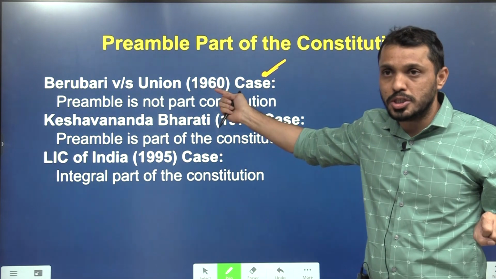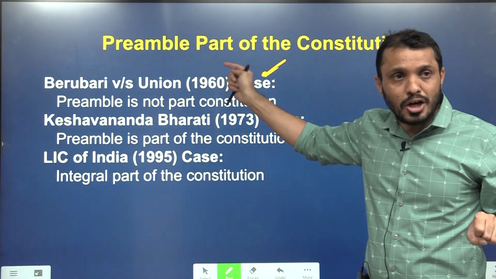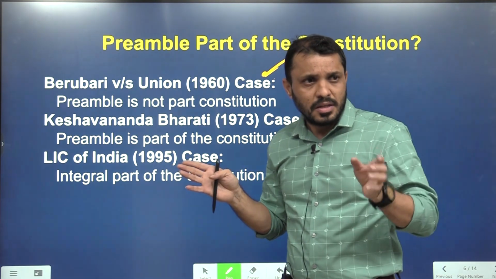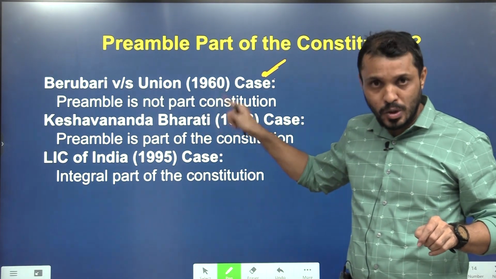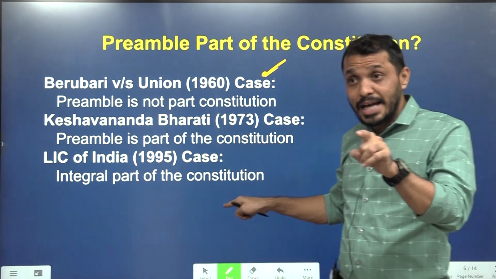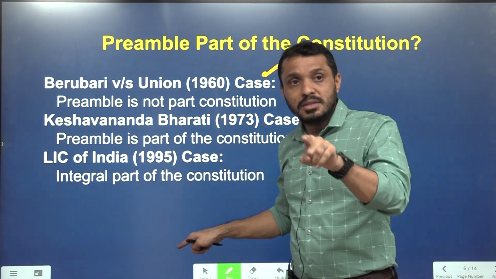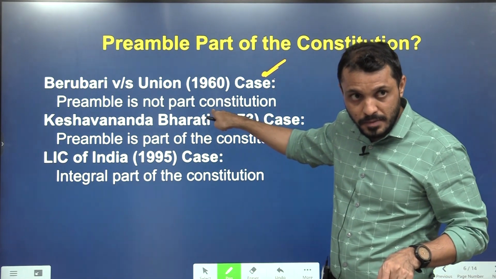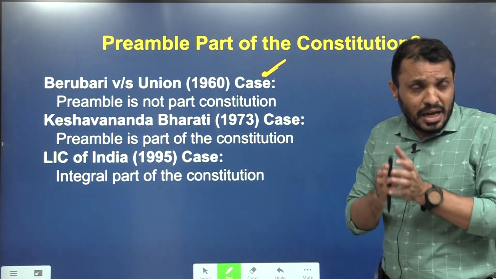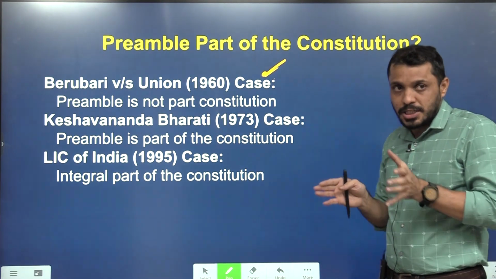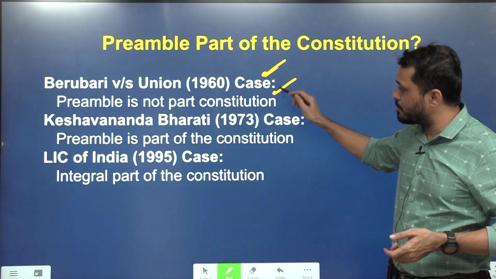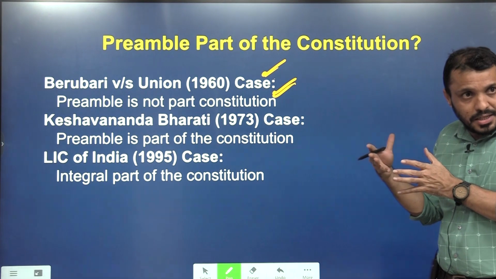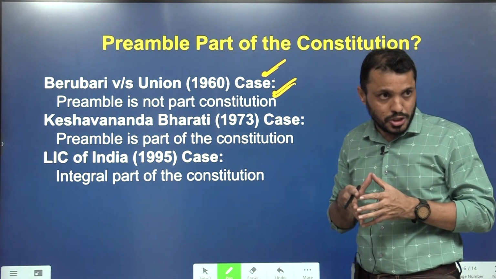Then someone went to the Supreme Court, asking whether a Constitution Amendment is required, or whether Parliament can give whatever land it likes to other countries. Then in the very popular Berubari case, the Supreme Court said that Parliament has to do a Constitution Amendment, because the word sovereign, which is present in the preamble, is part of the Constitution. Even though in this judgment they said the preamble is not part of the Constitution, if anything is related to sovereignty, then it must be done through a Constitution Amendment.